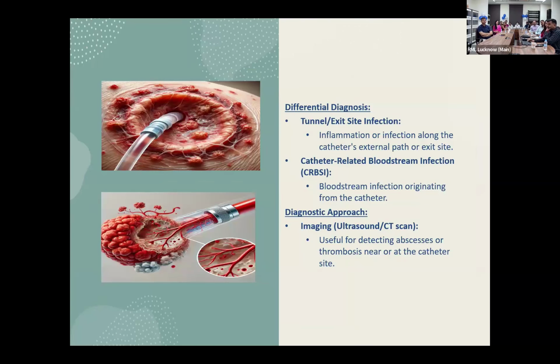The infection can be a tunnel or exit site infection or a catheter-related bloodstream infection. Tunnel or exit site infection is inflammation or infection along the catheter's external path or exit site. And CRBSI, the catheter-related bloodstream infection, is an infection originating from the catheter. For the diagnosis of these patients, we usually do ultrasound or CT scan, which are useful in detecting abscess or thrombosis near or at the catheter site.